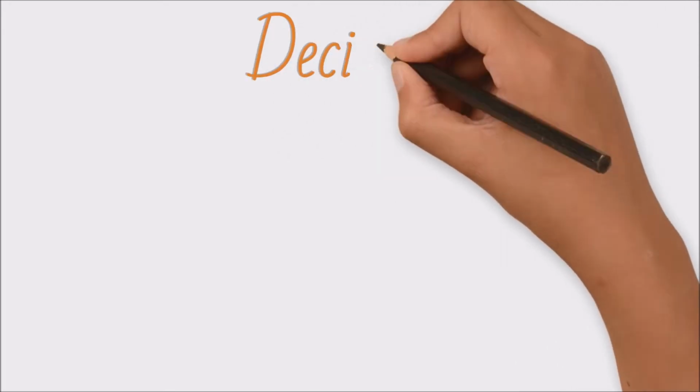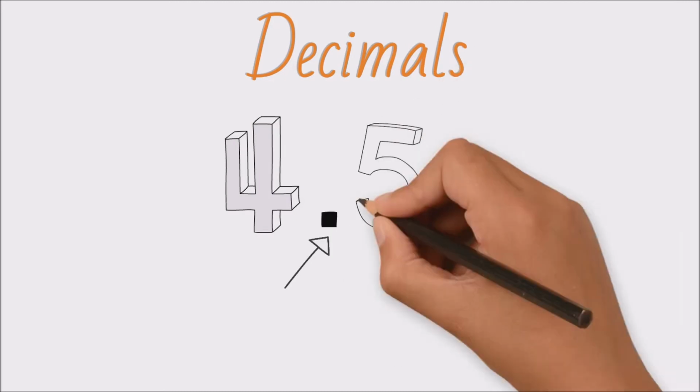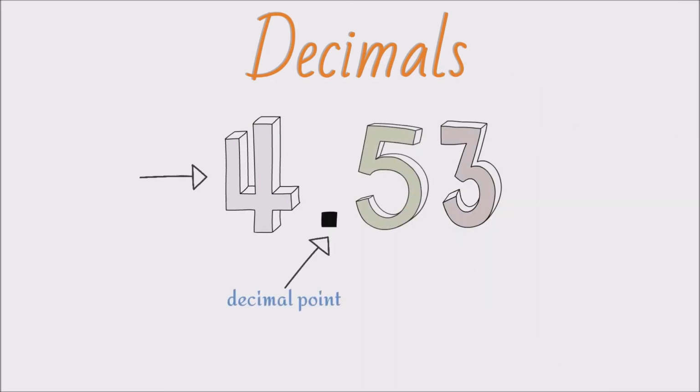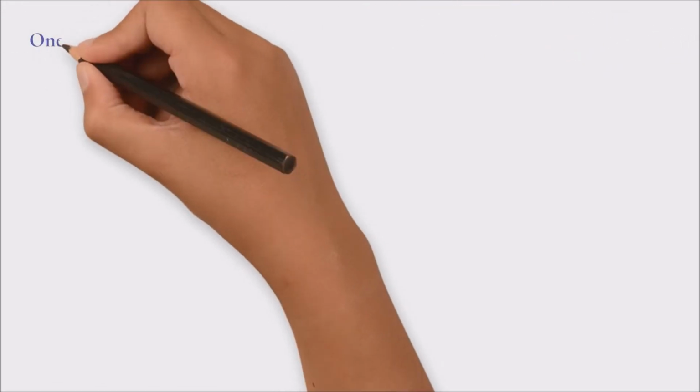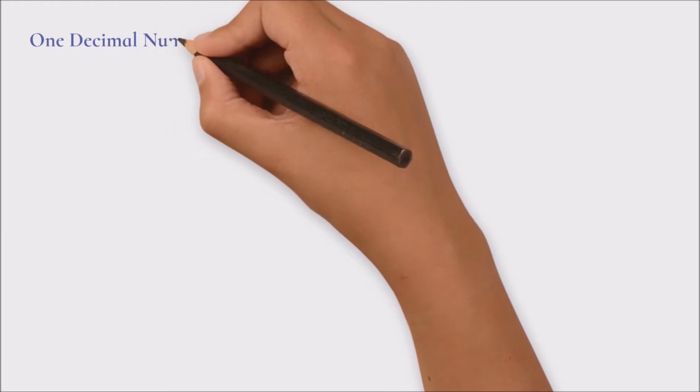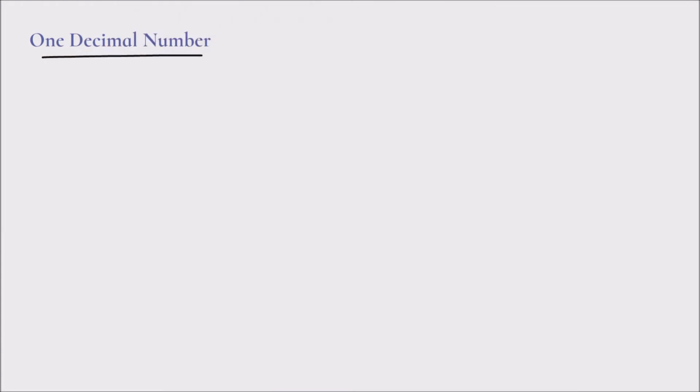Some of these numbers can be written as decimals, which is basically a bunch of digits separated by what we call a decimal point. The digits to the left of the decimal point represent the whole part of the number, and the digits to the right of the decimal point represent a part of the whole. Let's look at some examples while learning about the place value names for decimals.